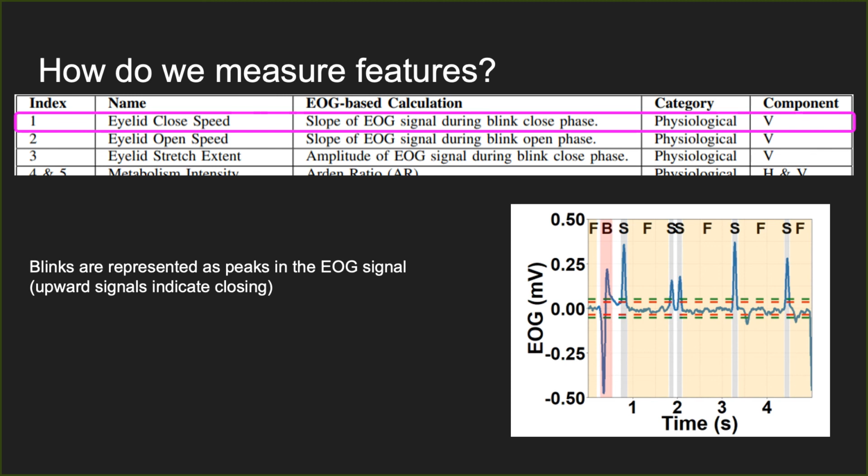So when thinking about using EOG to measure these features, here are some of the examples they use. If you want to calculate the eyelid close speed using EOG, blinks are represented as peaks in the EOG signal. For example, right here in the bottom right, you can see a figure of a post-wavelet transform of the EOG signal, but you'll notice that the blink has a steep decrease in the voltage, and then it shoots back up again. This is how they characterize the blinks. And the eyelid close speed is just the slope of the EOG signal when this peak comes back up.